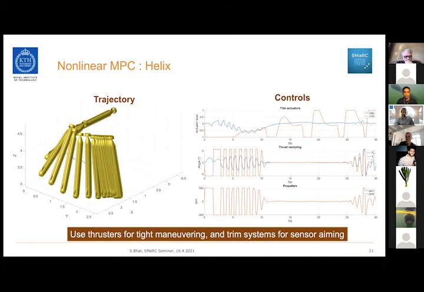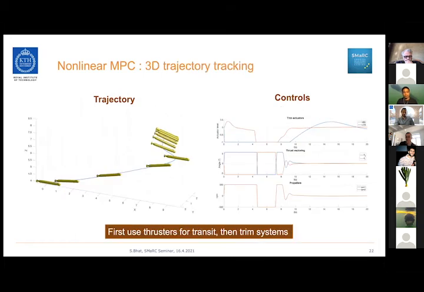Generalizing this whole problem to go to any 3D trajectory point, if I could specify a point with a position and an orientation, the AUV would start, it would transit there, and it could also use the trim to go to that specific orientation. So this is more like a general thing that the AUV would do during a mission, and it seems to work quite well with this solver and with this optimizer.